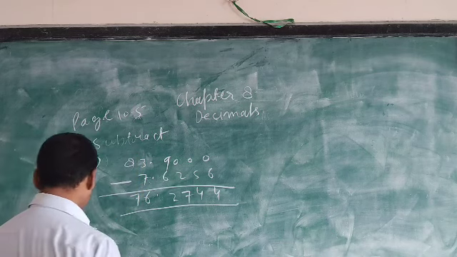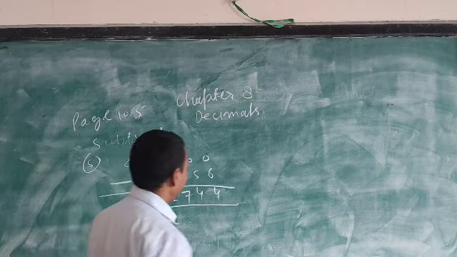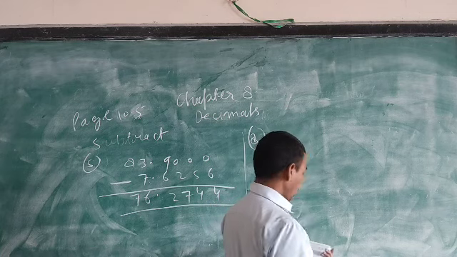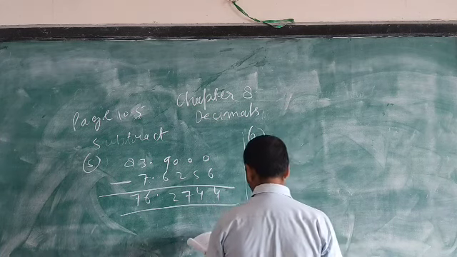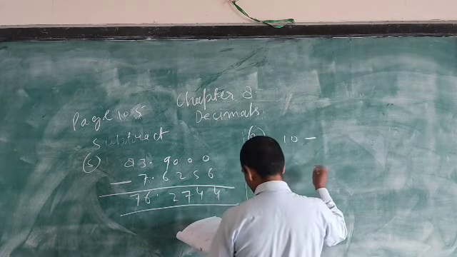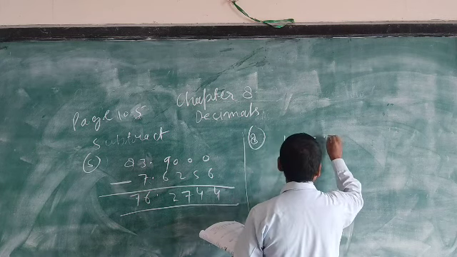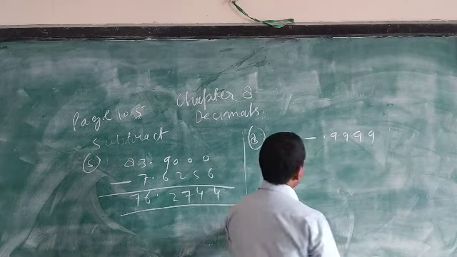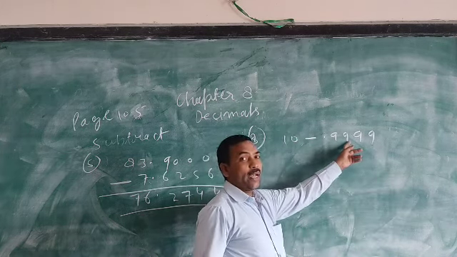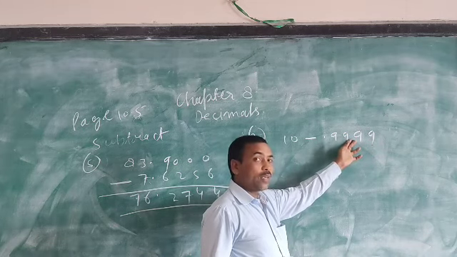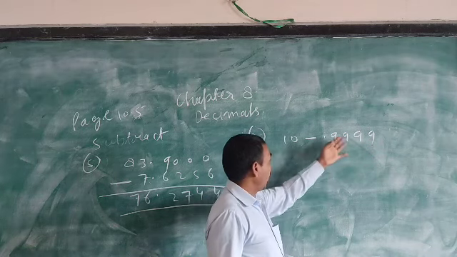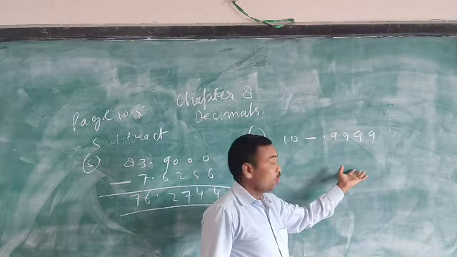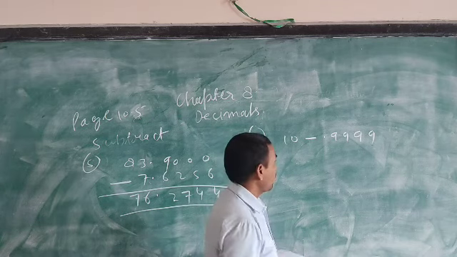And the 8th one, I would like to do the 8th one, when you are confused how to write a whole number into decimal numbers. See here 10 minus 0.9999. This number is more close to 1, less than 1. So you want to subtract 1, near about 1, from 10. Then your answer will be near about 9. So you can guess approximately your answer.